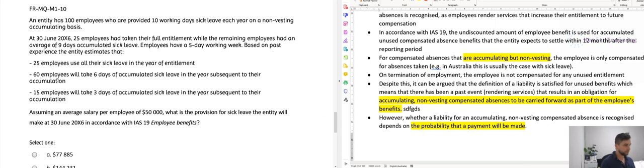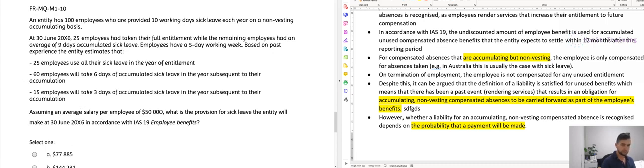Now, for the 60 employees, they'll take 6 days of accumulated, so see how it's accumulated from the prior year. They've accumulated this in the year subsequent to their accumulation. So they're taking 6 days the year after. So we actually need to provision for this. And same for this, 15 employees will take 3 days of accumulated. So this satisfies the two conditions. Number one, they've got an accumulated balance. Number two, the history has told us that they're likely to take X number of days from that accumulated balance in the subsequent year to their accumulation. So both of these ones we need a provision for.